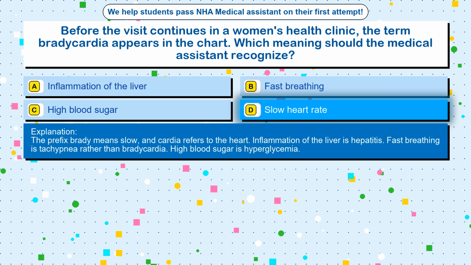Inflammation of the liver is hepatitis. Fast breathing is tachypnea rather than bradycardia. High blood sugar is hyperglycemia.